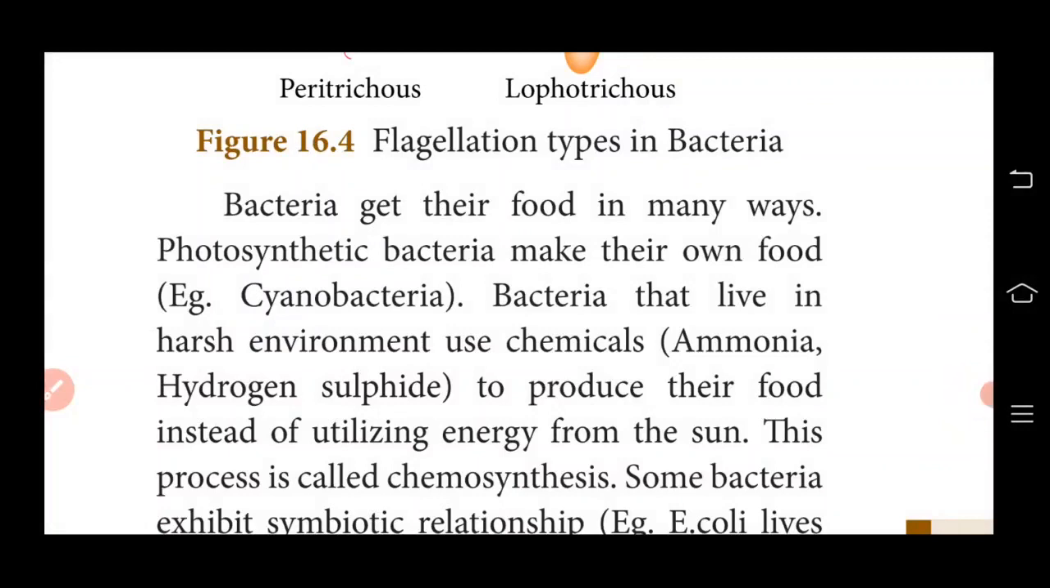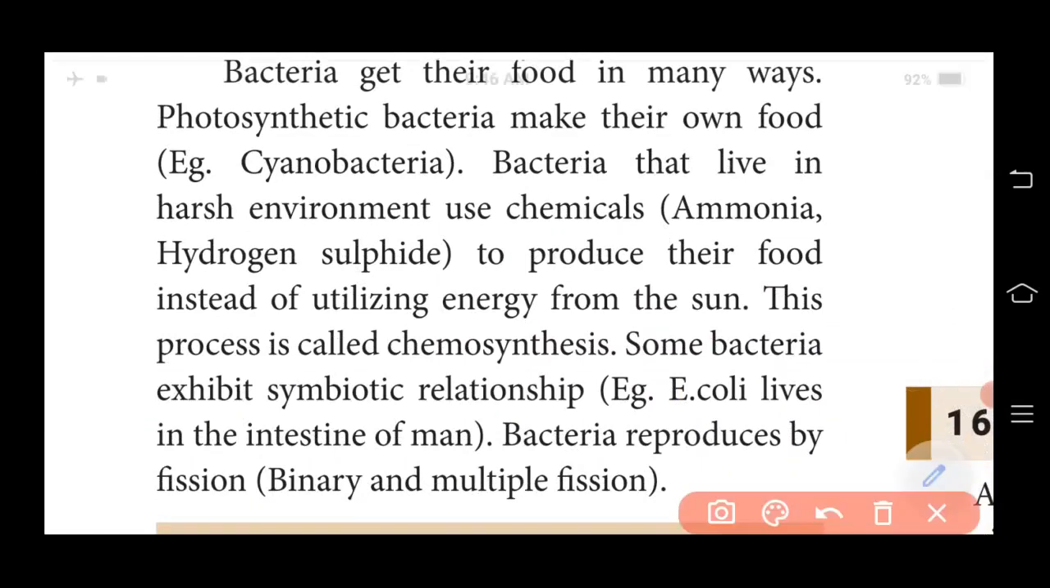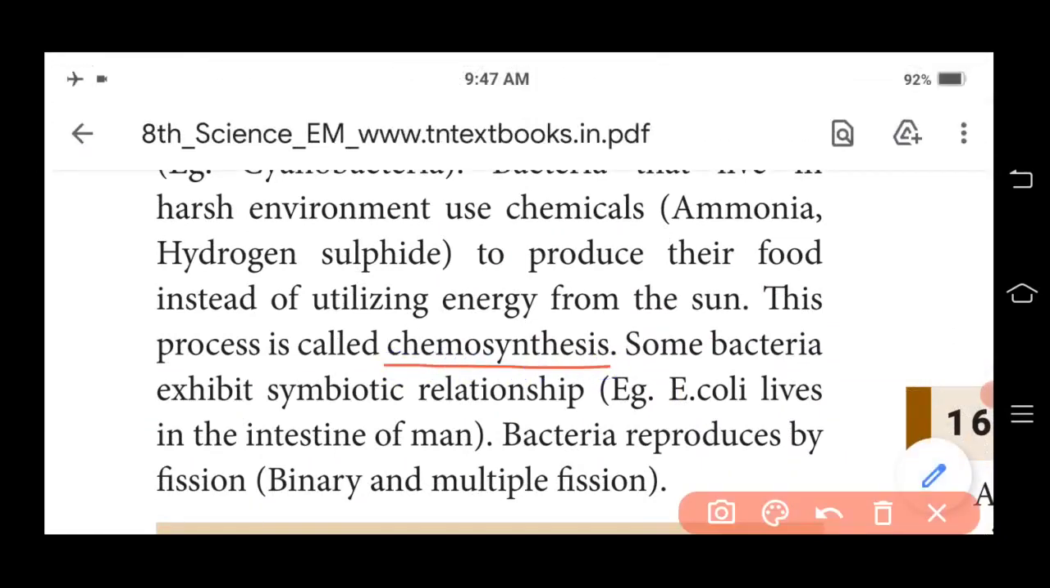Through photosynthesis, bacteria make their own food. Example, cyanobacteria. And then bacteria that live in harsh environments use chemicals like ammonia and hydrogen sulfide to produce their food, instead of utilizing energy from the sun. This process is called chemosynthesis. And then some bacteria exhibit a symbiotic relationship. Example, E. coli lives in the intestine of man.